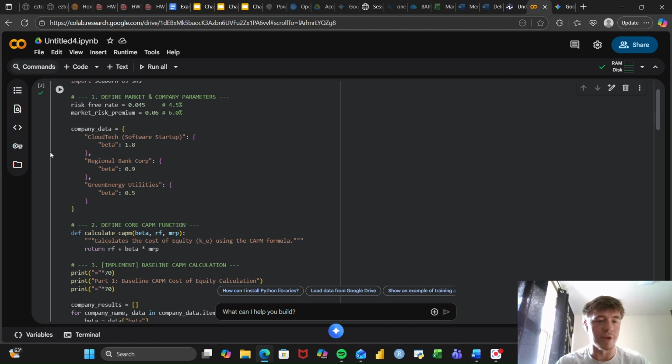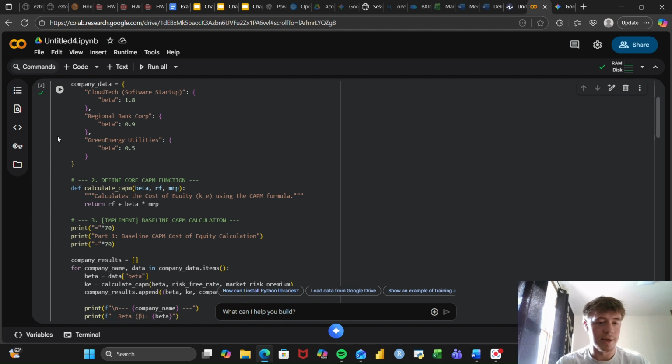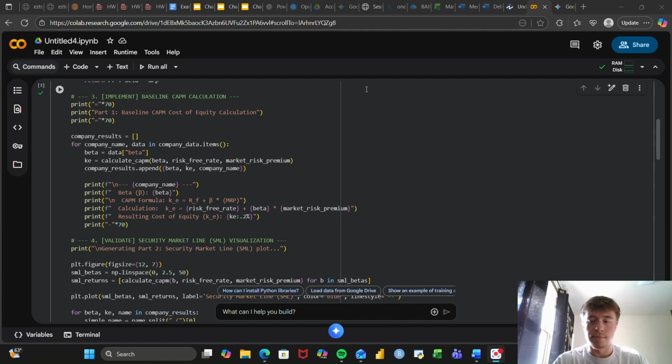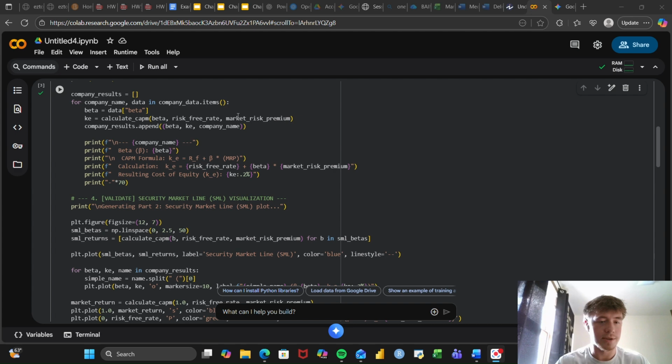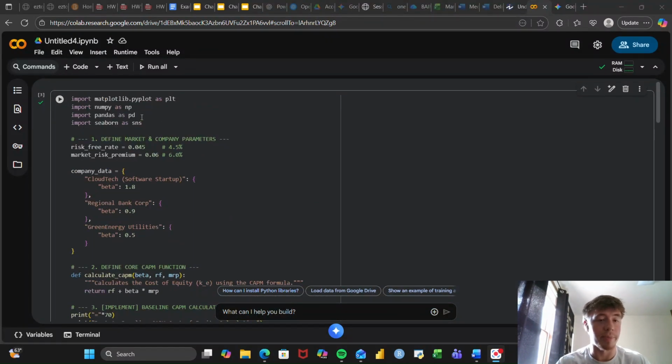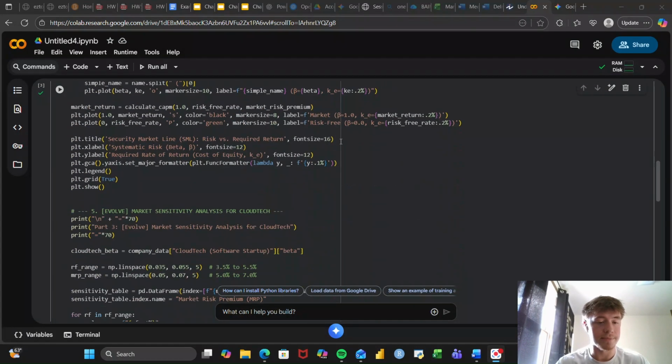And then here we have the beta, or the volatility, of our 3 investments. And then next we have the equation. So the risk-free rate plus the beta times the market risk premium. Now all of this code here is just to calculate all of our equations, as well as making some plots. So as you can see up here, we imported some packages. We imported NumPy for a little bit of calculations, and Matplotlib, Pandas, and Seaborn for more visualizations.